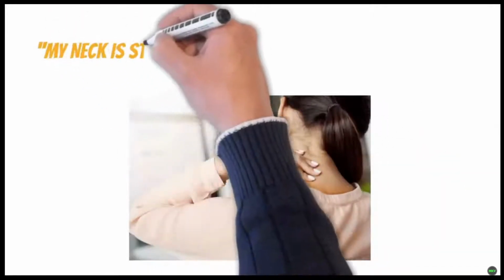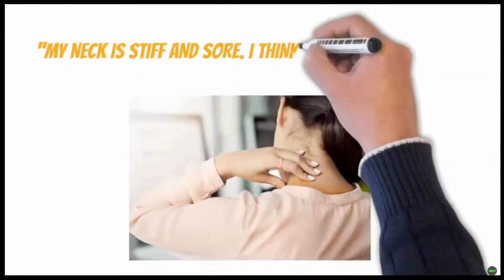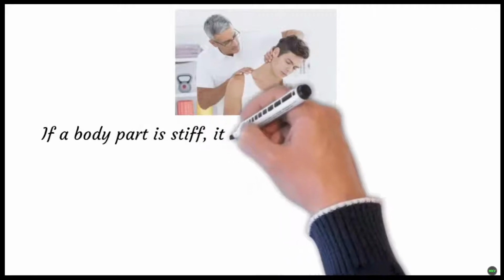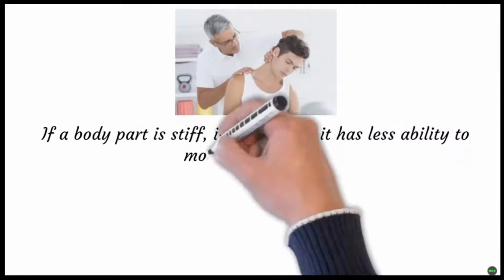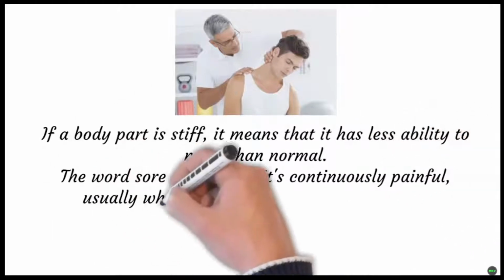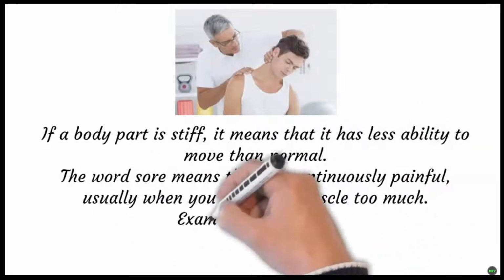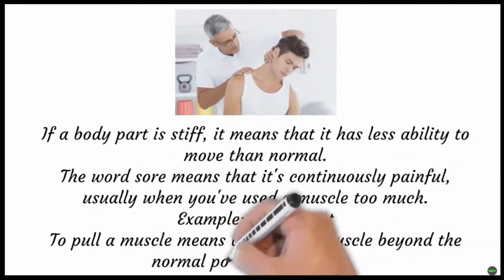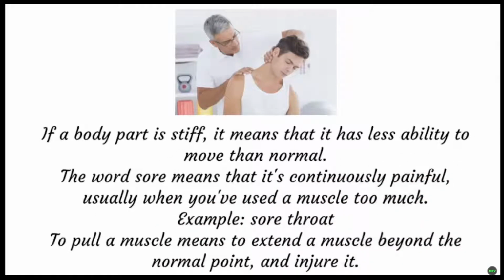My neck is stiff and sore. I think I pulled a muscle. If a body part is stiff, it means that it has less ability to move than normal. The word sore means that it's continuously painful, usually when you've used a muscle too much. We usually use sore for muscles and for a sore throat. To pull a muscle means to extend a muscle beyond the normal point and injure it.